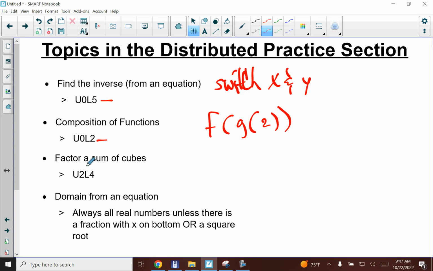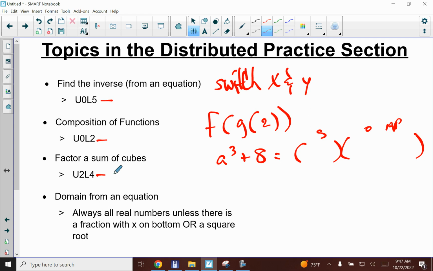Factor a sum of cubes. So that's where you need to take a problem that looks something like this, and you need to write it so it's all completely factored. These are those SOAP questions that we talked about. That's in Unit 2, Lesson 4. And then the last thing you have to do is find the domain from an equation.